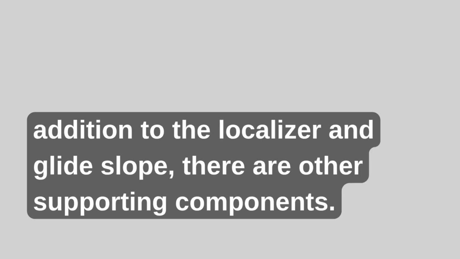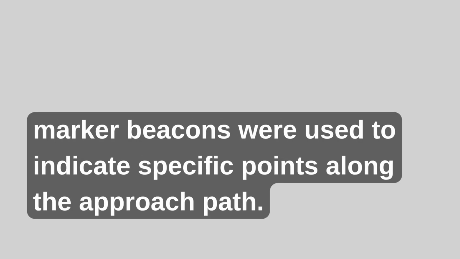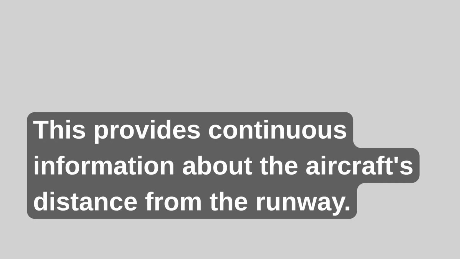In addition to the localizer and glide slope, there are other supporting components. One of them is distance information. In the past, marker beacons were used to indicate specific points along the approach path. These included the outer marker, middle marker, and inner marker. Today, many airports use distance measuring equipment, or DME, instead. This provides continuous information about the aircraft's distance from the runway.